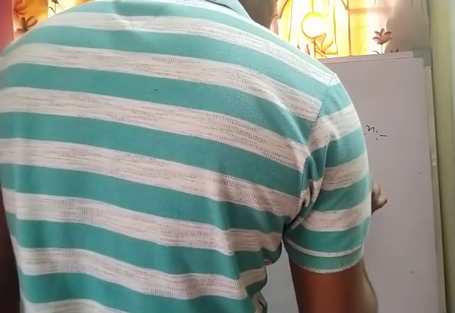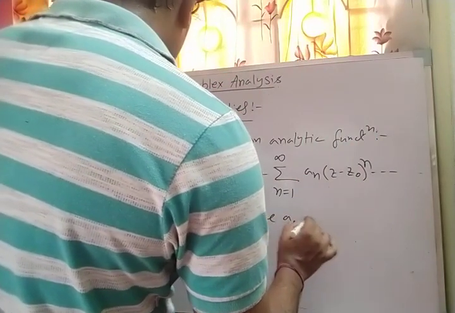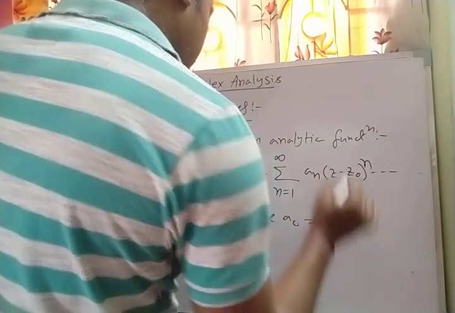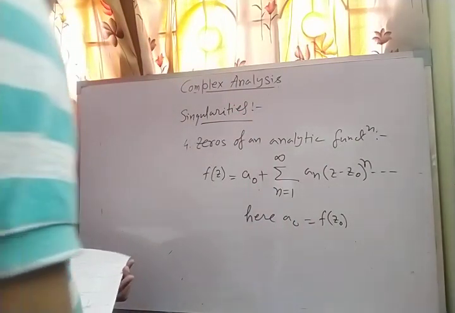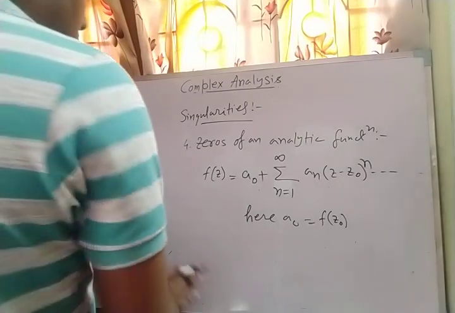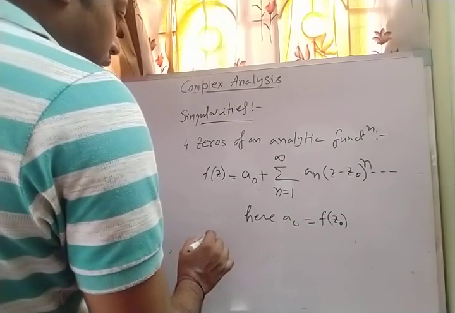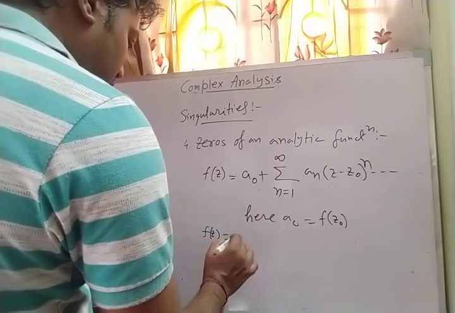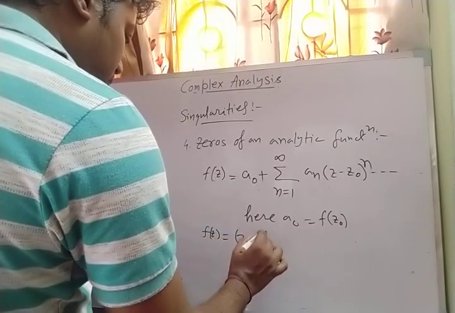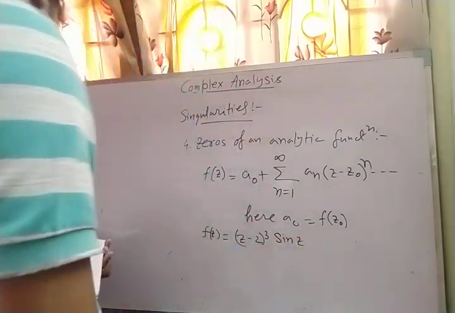Okay. Here a0 is f of z0. Okay. So it is given like this. So let us take an example to understand the zeros of an analytic function better. So let us take an example such that f of z is equal to (z minus 2) whole cube sin z. Okay.